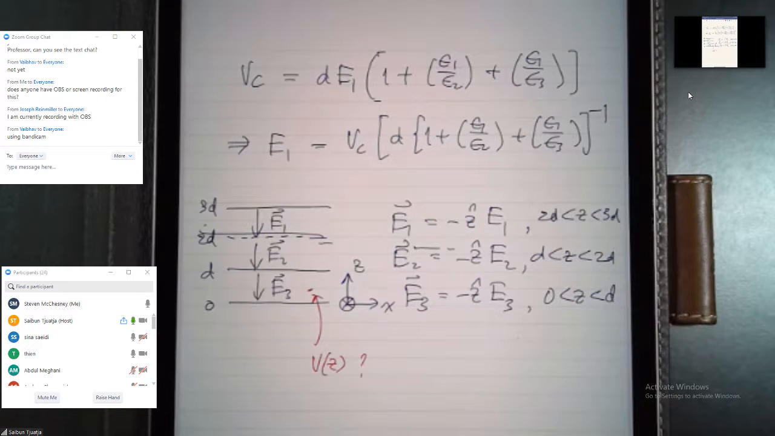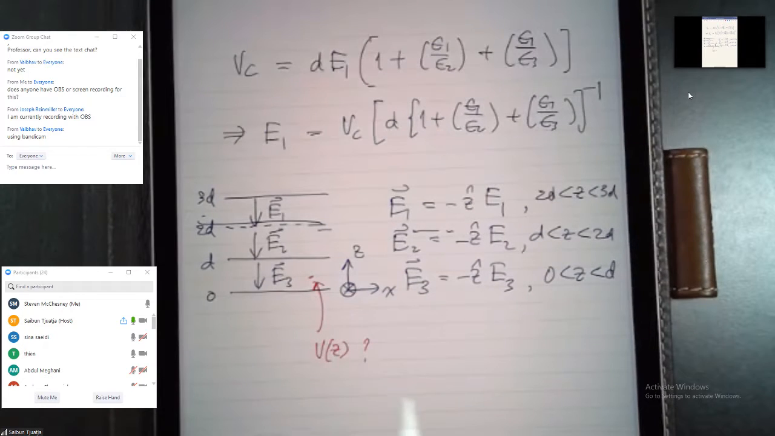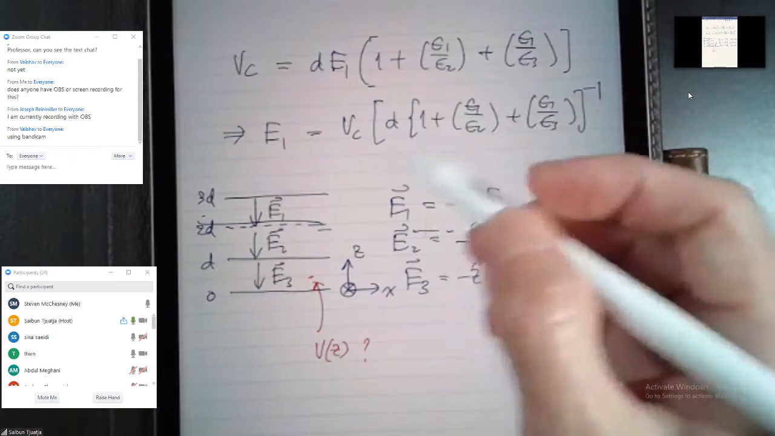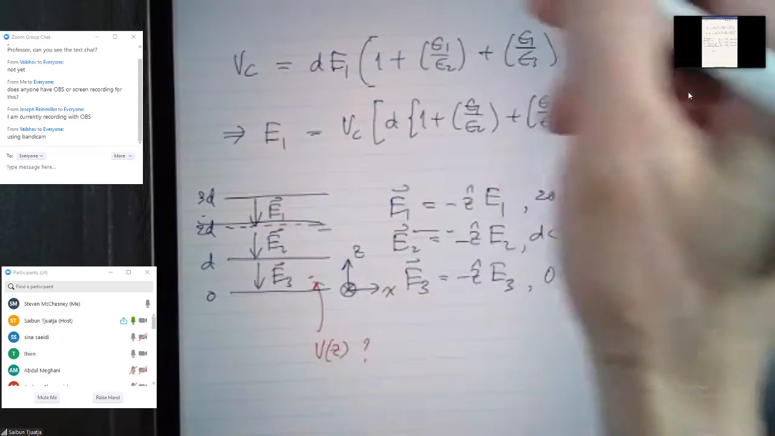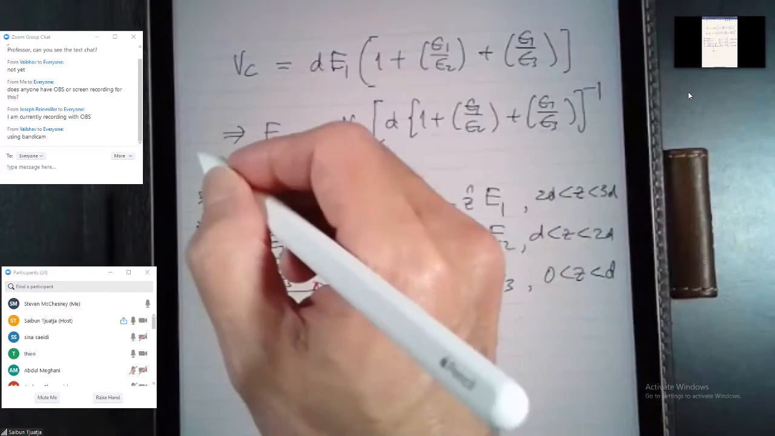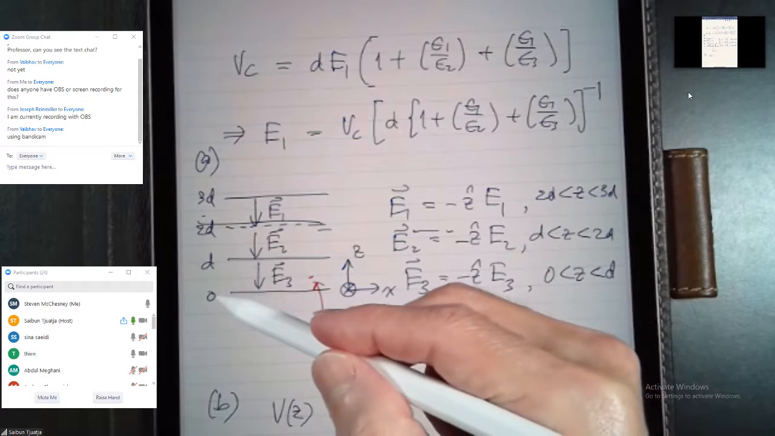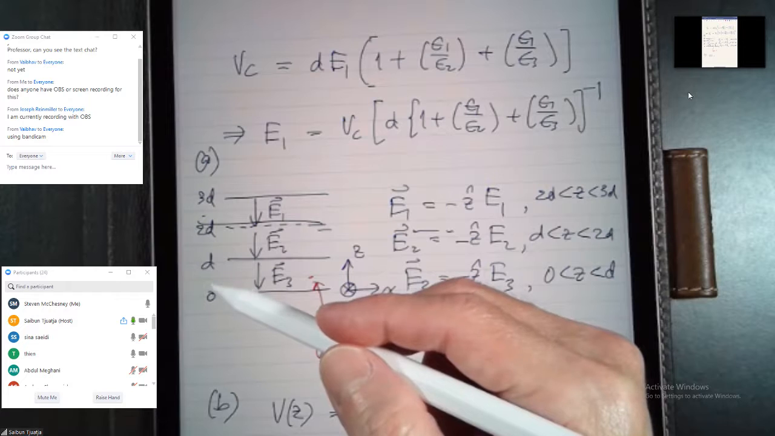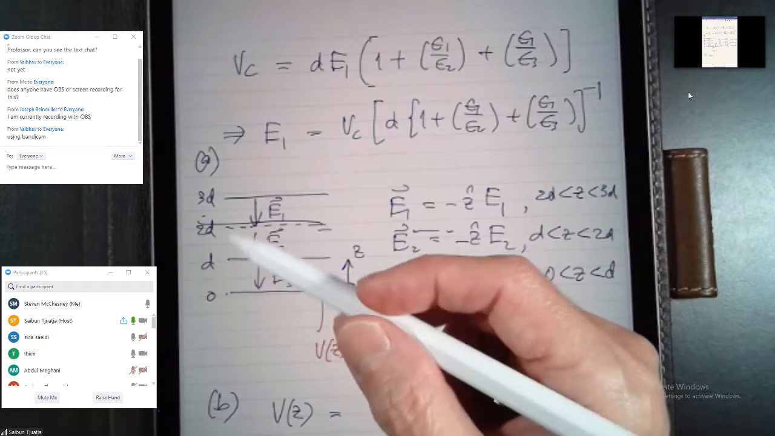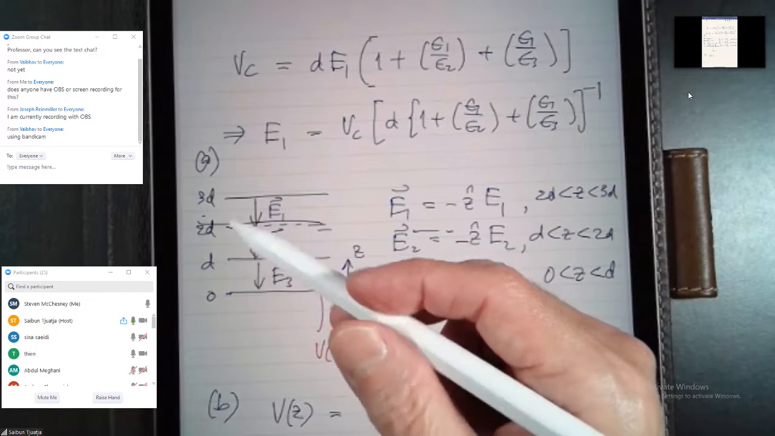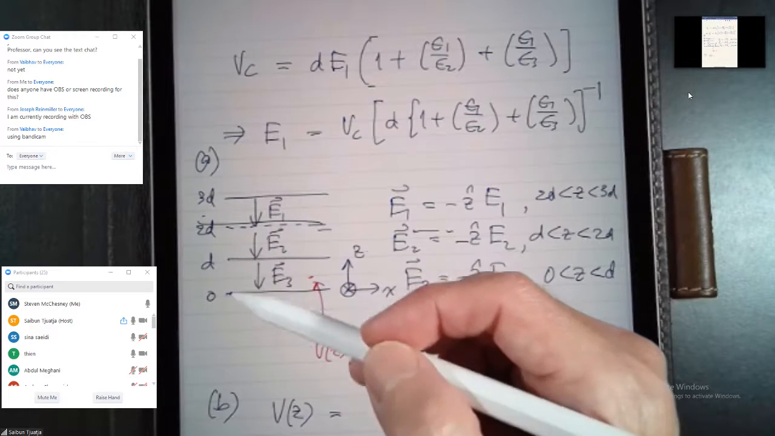Well, we know that this is part A. We already solved for part A, right? So here's part A, and this is part B. We know that V for any given Z, where Z is from 0 and up, starts at Z equal to 0 at the bottom plate. The bottom plate is Z equal to 0, and the top plate is Z equal to 3D.